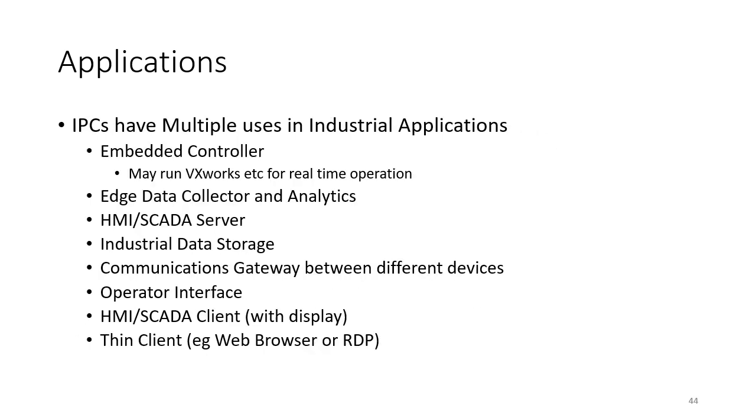So we've touched on some of the applications that industrial PCs may have. There are multiple options for use in industrial applications. Typically, we could run an IPC as an embedded controller. That might be using a real-time operating system like VxWorks, and that would give us a true real-time capability to perform our real-time control. So we might be controlling something like a gas turbine at the high end. We might be controlling something as simple as a conveyor at the low end.